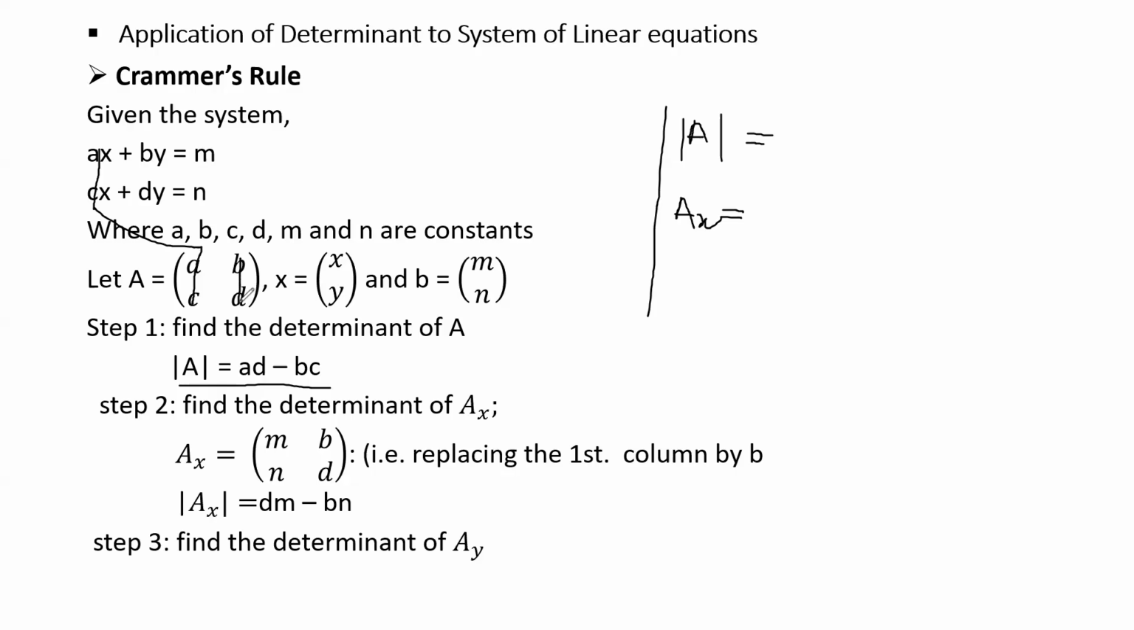So if you can see that, then I am going to the matrix A. I want to get the determinant of AX. So I will replace the first column by B, m, n. Are you here? Yes, sir. That gives me my AX, and I find the determinant of that.